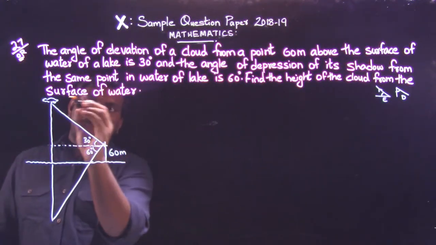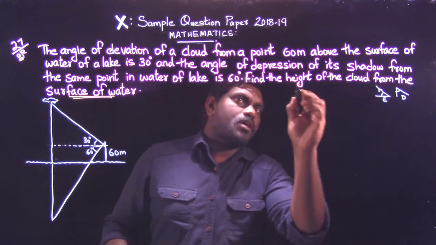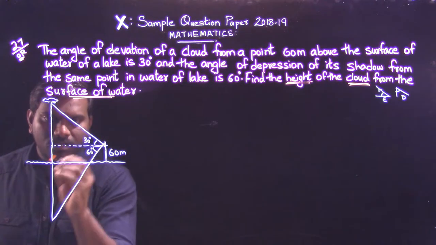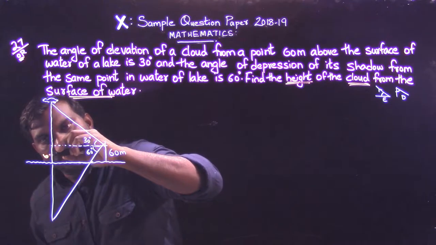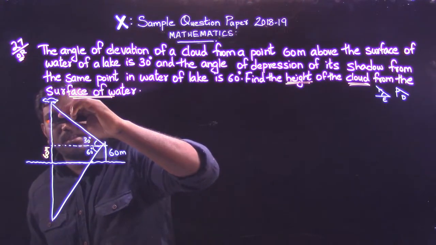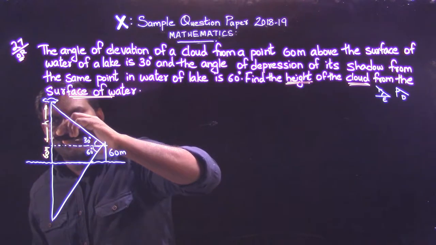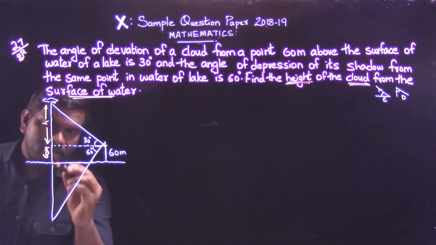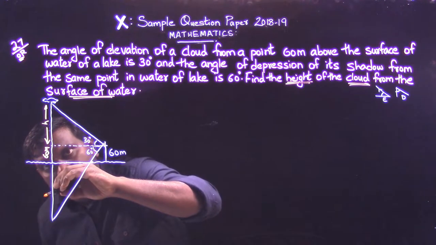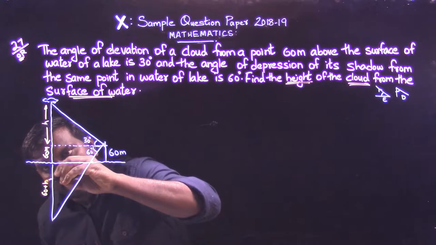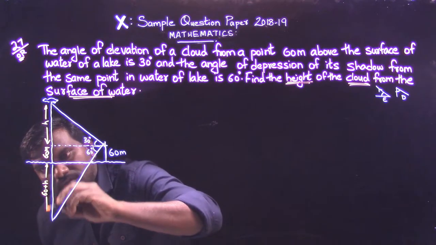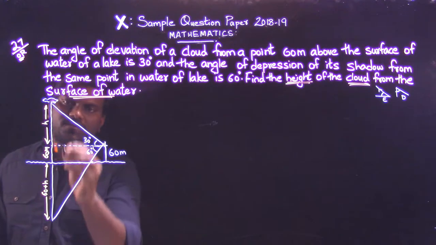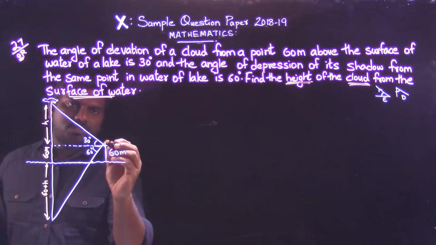Height from the surface of the water. May be clear with the question here. It is asked to find the height of the cloud from the surface of the water. But I know that this is 60 meters, isn't it? So I am taking this one as h. This I am marking as h, and this is going to be 60. So that same height will be the height over here. That will be h plus 60, or 60 plus h, this height from here to here. Isn't it clear? This entire height. And the person is looking from here.